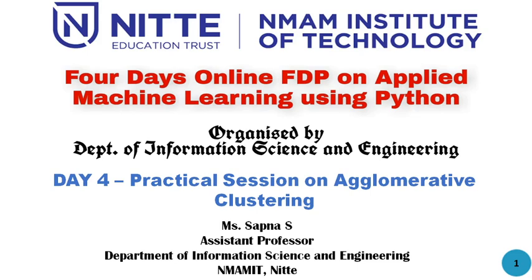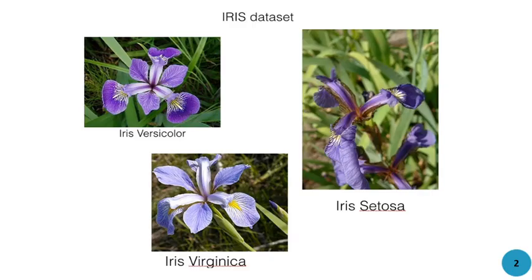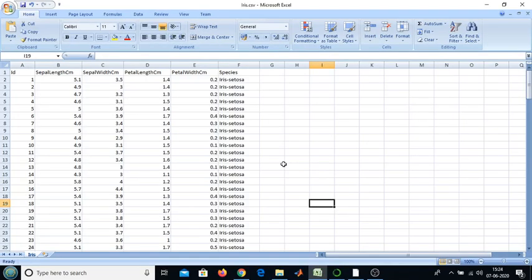and I welcome you all to the practical session on agglomerative clustering. In this session, we will learn how to apply agglomerative clustering on the iris dataset, which consists of three classes of data: iris setosa, iris virginica and iris versicolor. The dataset was downloaded from the UCI Machine Learning repository and it is also available in Kaggle.